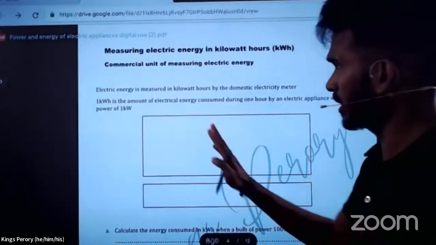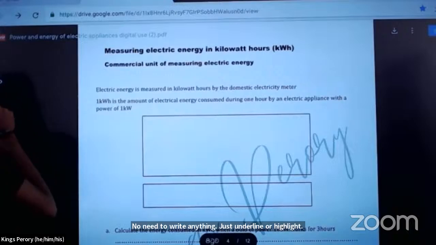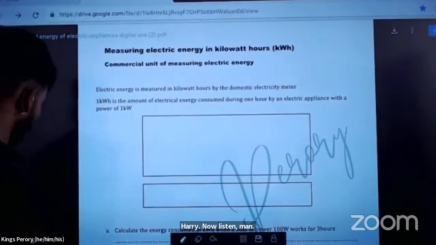Oh, no need to write anything. Just underline or highlight. Hurry. Now listen, this kilowatt hour, we can talk a big about it.